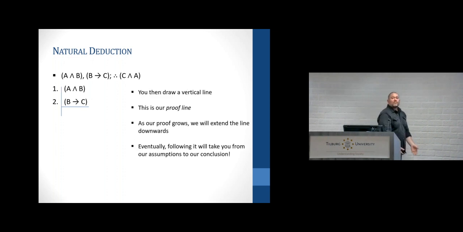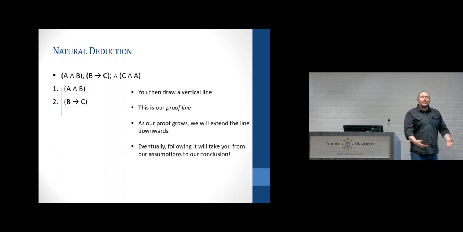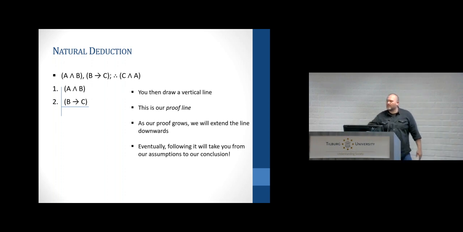Second thing, we drop a vertical line. This vertical line is literally our proof line. It starts with our first assumption, and it's going to end with our conclusion. The last line on this is going to be C conjunction A. Basically, if you follow the line down, you'll be able to follow the train of reasoning. As the proof grows, we keep extending the line until it hits the conclusion.